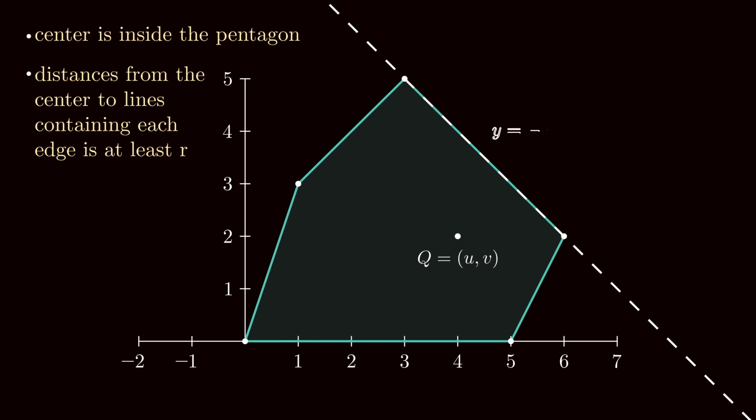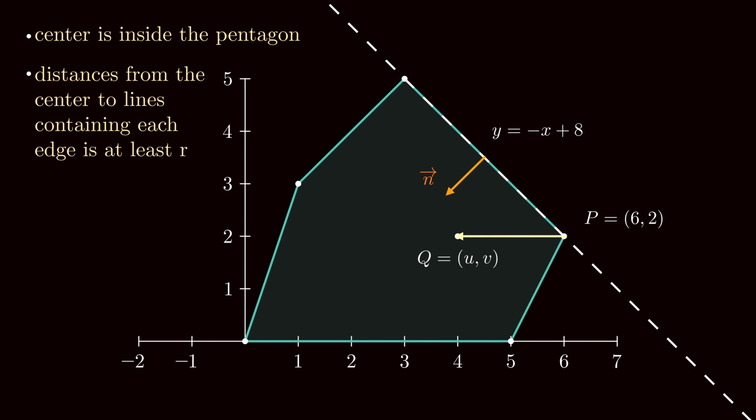And let's take a line containing one of the edges. We can calculate the equation of this line, which in this case is y equals minus x plus 8. From here, we take a point P on a line. Any point will do. In this case, P equals (6, 2). Now, we can form the vector PQ. We need to choose a normal vector n.